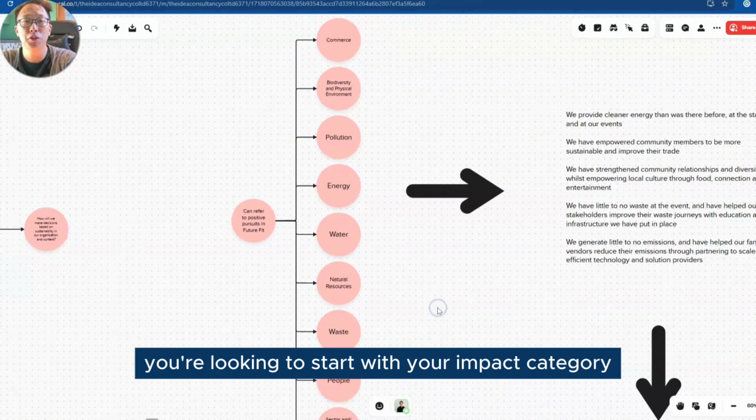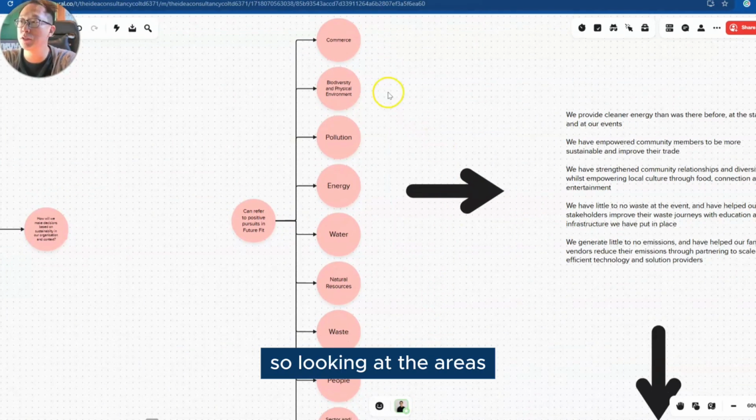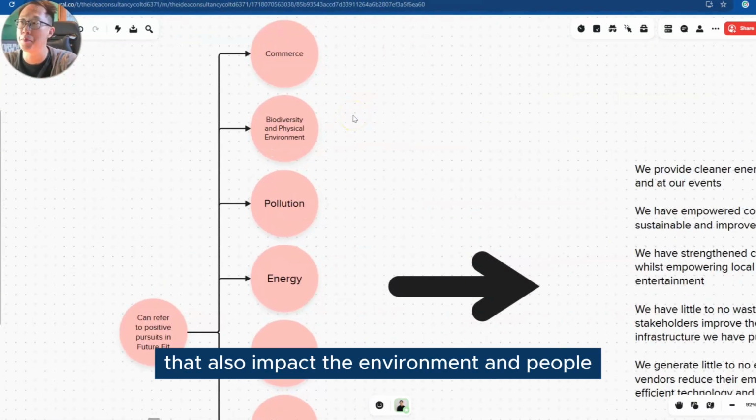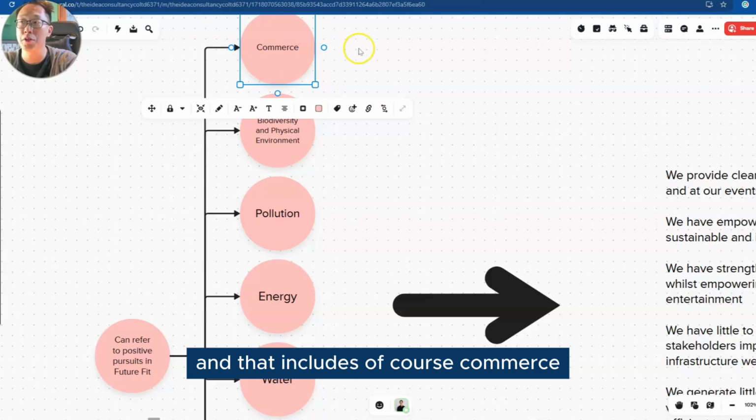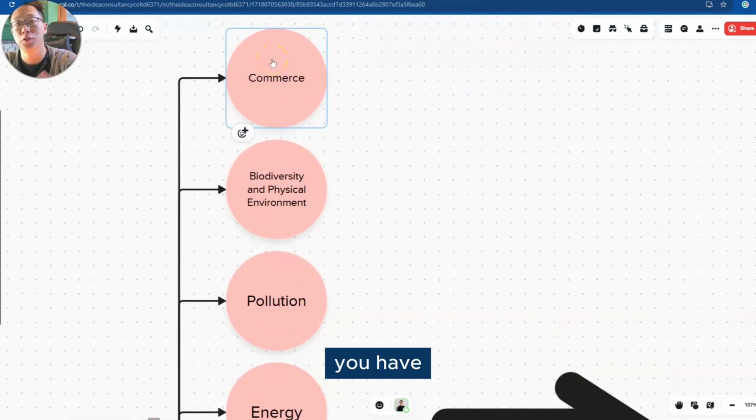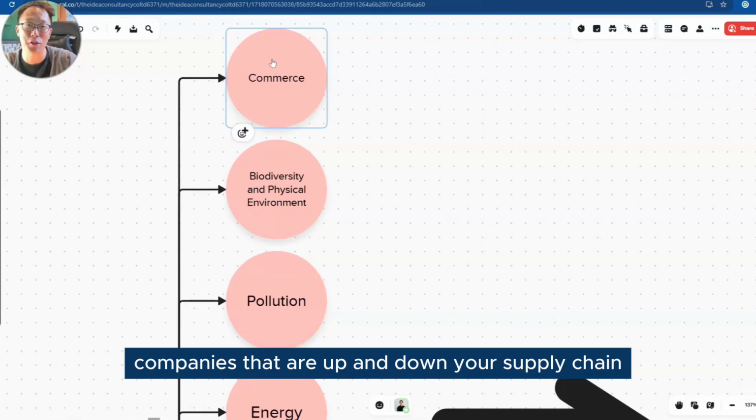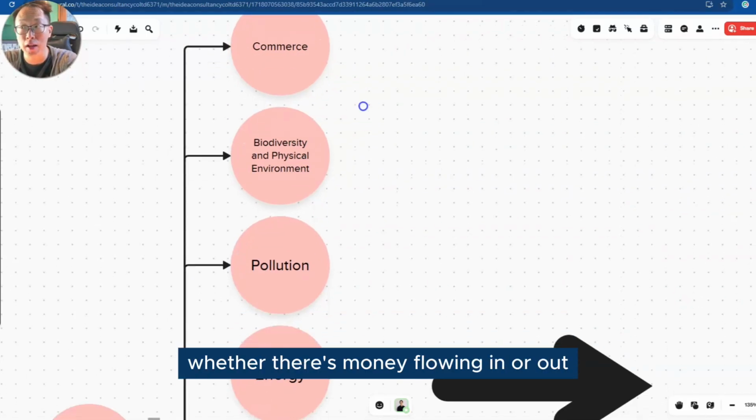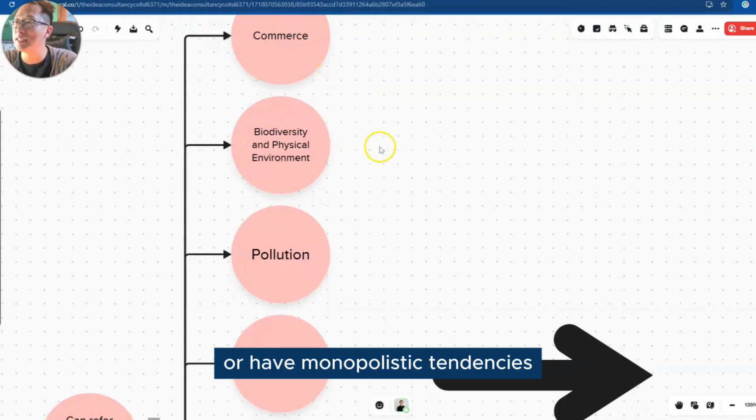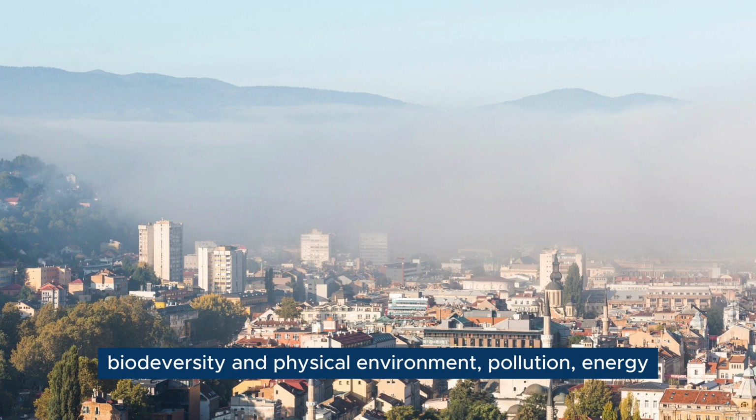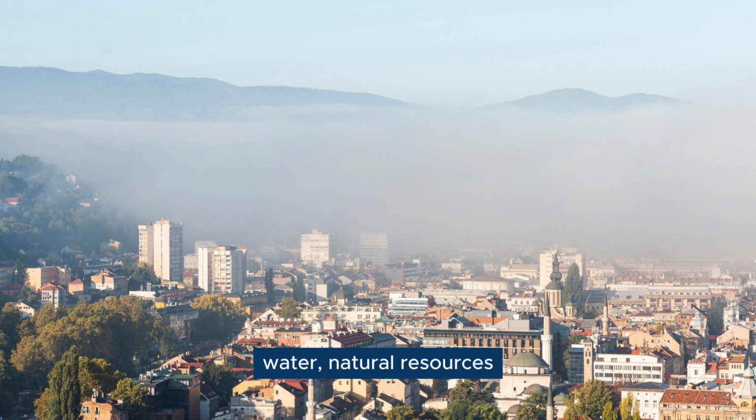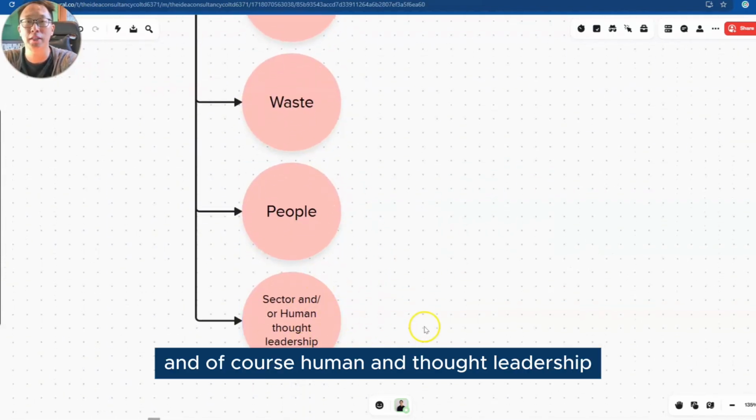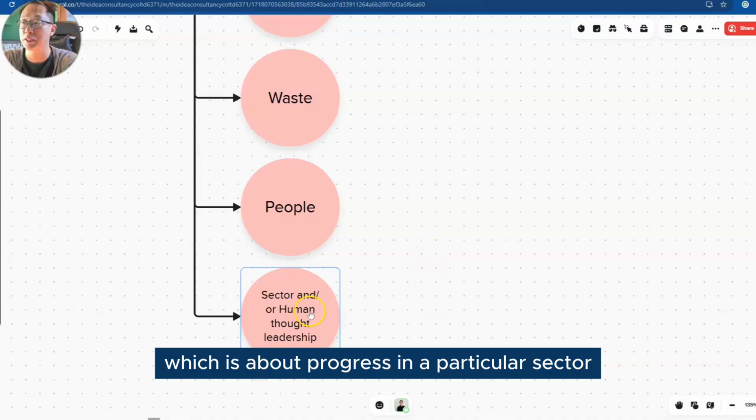In this approach, you're looking to start with your impact category. So looking at the areas that affect your business the most, that also impact the environment and people. And that includes, of course, commerce, because if you're B2B, you have companies that are up and down your supply chain. So that affects other communities, whether there's money flowing in or out or have monopolistic tendencies. Biodiversity and physical environment, pollution, energy, water, natural resources, waste, people, and of course human and thought leadership, which is about progress in a particular sector.